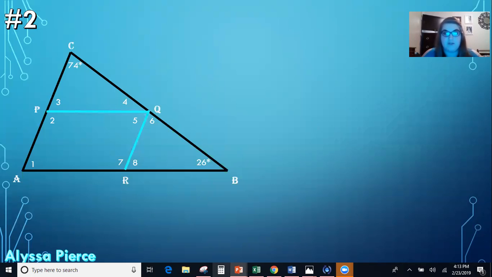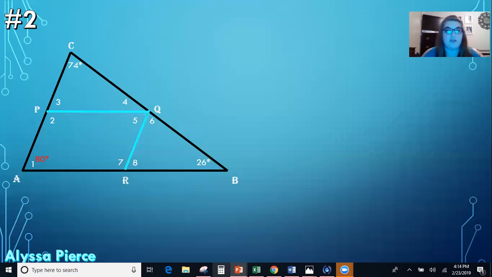But what can we notice about this right now? Well, the larger triangle, A to B to C, you see that C is labeled as 74 degrees and B is labeled at 26 degrees. So that means A needs to add to these to make 180. So what can we get? 26 and 74 is 100. So that's going to make A 80 degrees.